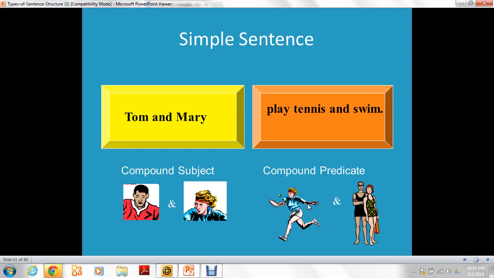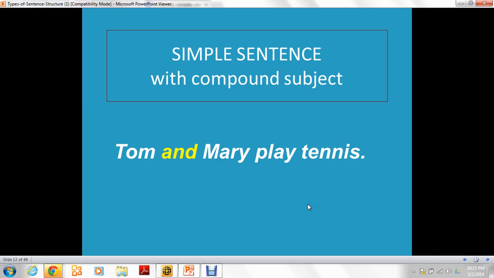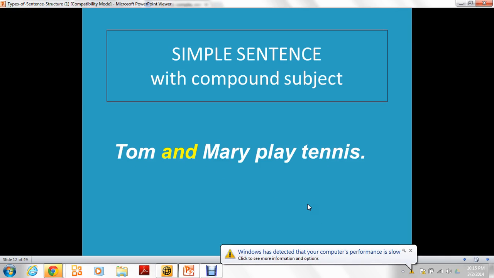Compound predicate, example, plays tennis and swims. Again, we're still looking at a simple sentence. Not a compound sentence, only a compound subject and compound predicate. And you'll see the difference in just a little bit. Here's the example we just showed you in the last slide. Tom and Mary play tennis.